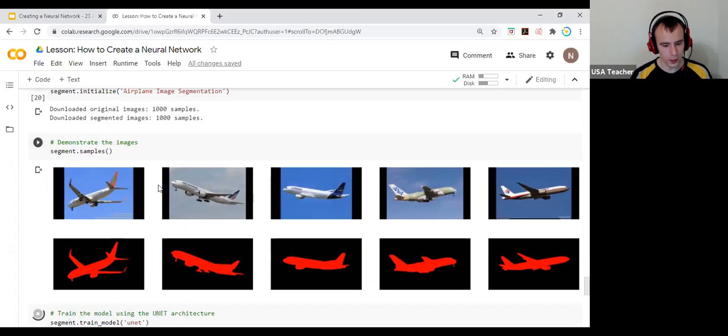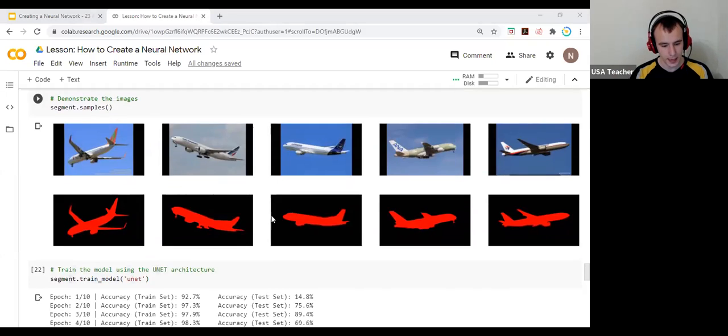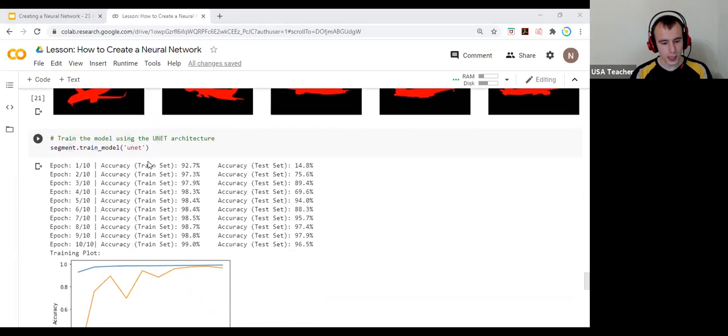So our airplanes look like this. That's this top row. And our goal is to get images that look like this second row. Where the plane is highlighted in red, every single part of the plane is highlighted in red, and every other detail is just blanked out. That is what we want. And we can try out a few different architectures in this manner.